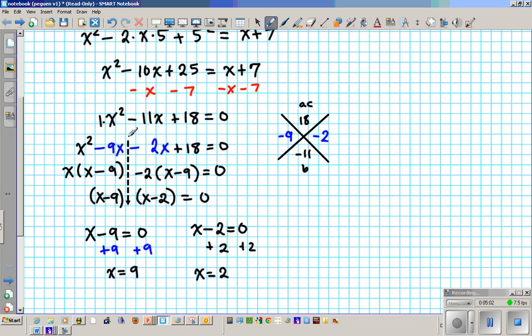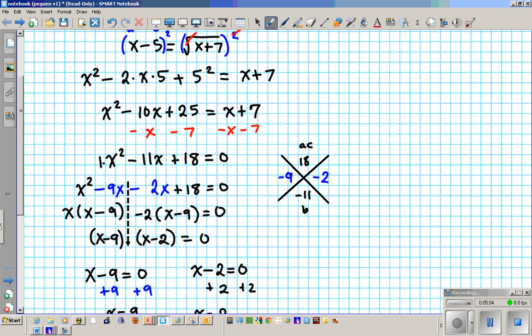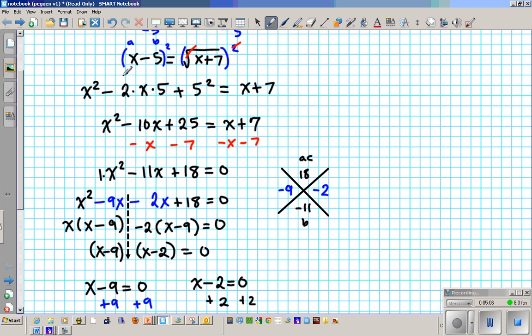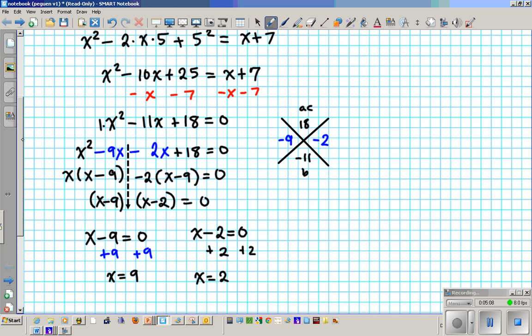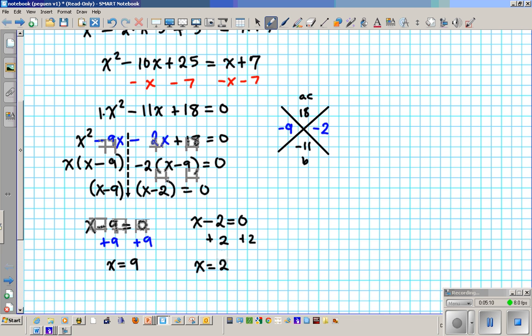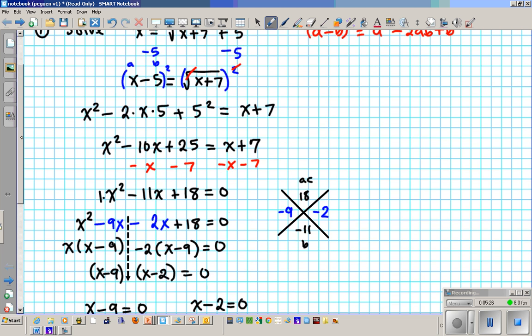Since we squared, we might have introduced some foreign bodies or some unwanted elements into our problem, or some shoes into our net. So we need to find which of these are extraneous. These two could be extraneous, or one of them could be extraneous, or both of them could actually be real solutions. So we must do a check.